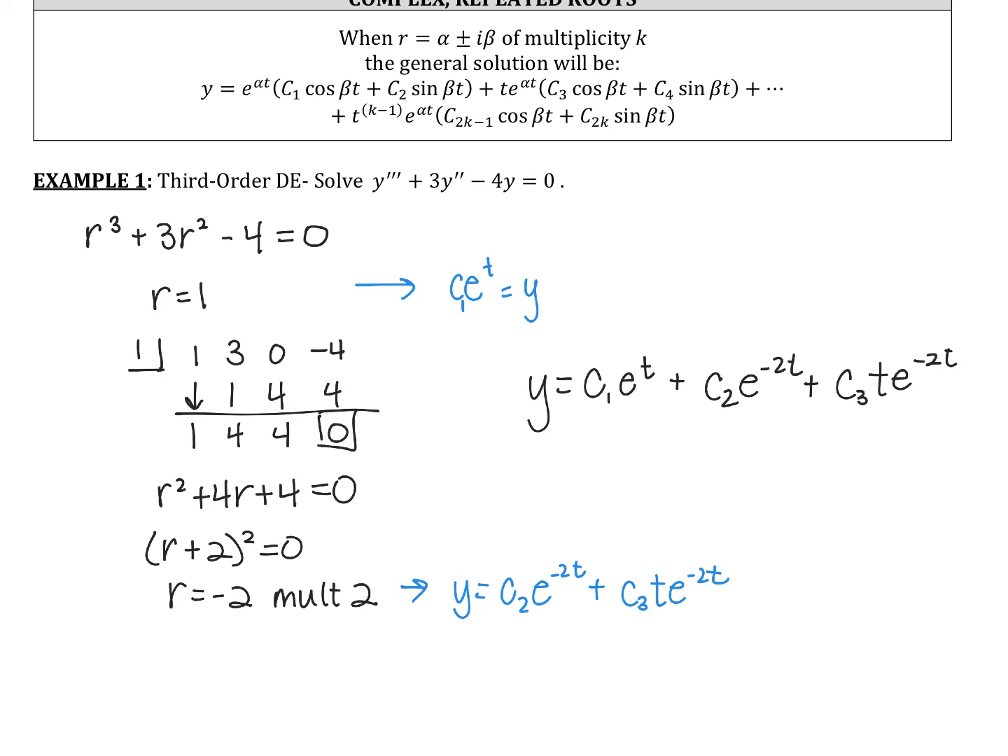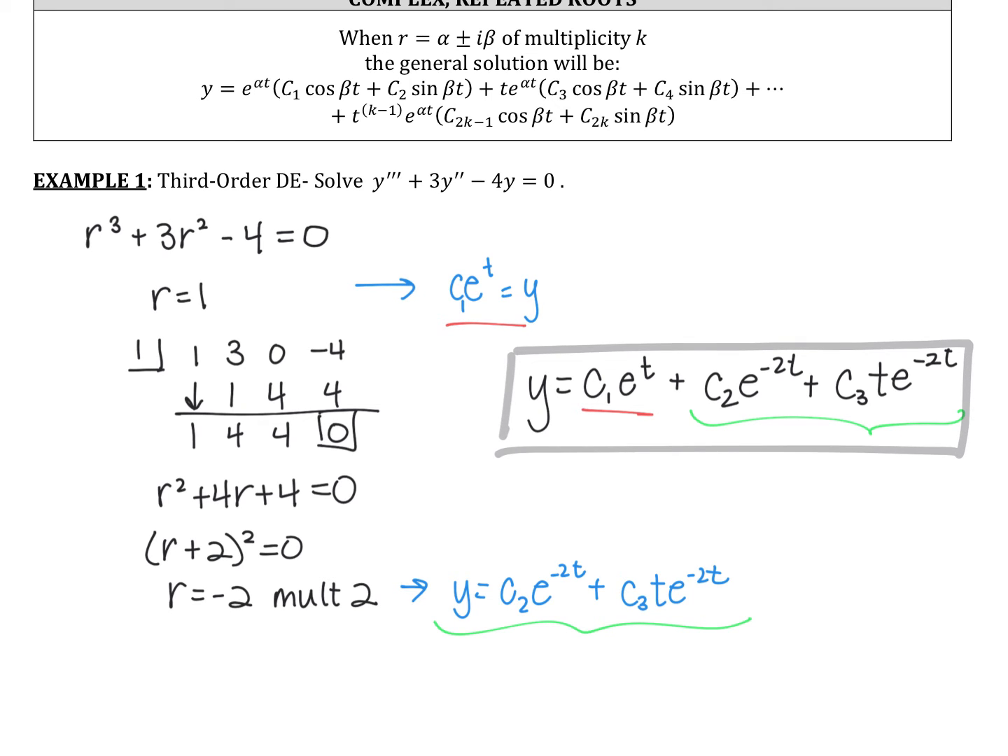Okay, you can see that we have our real distinct root here, and then we have our repeated root right here. So this is our final solution, just a combination of all of the parts. See, that's not so bad. The hardest part truly is figuring out your factors.